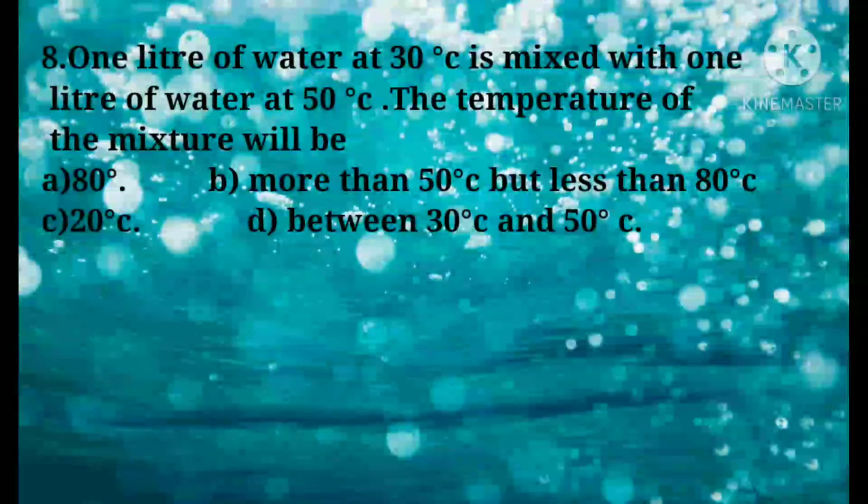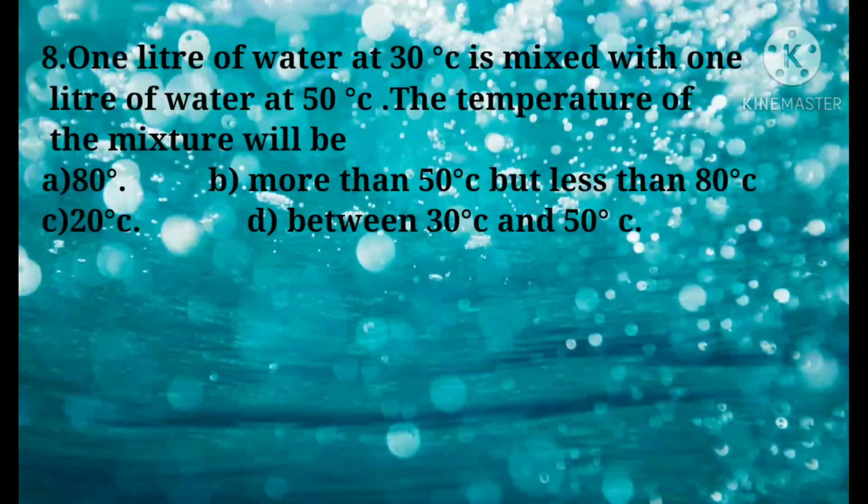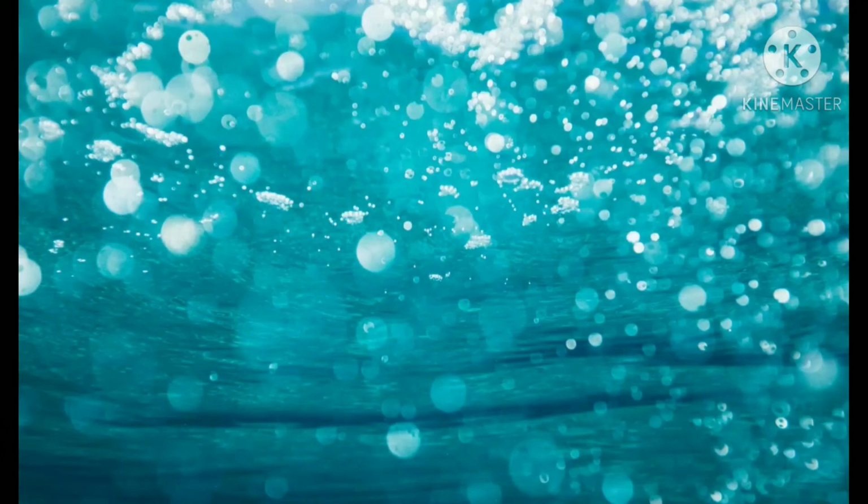8. 1 liter of water at 30 degrees centigrade is mixed with 1 liter of water at 50 degrees centigrade. The temperature of the mixture will be A. 80 degrees centigrade, B. More than 50 degrees centigrade but less than 80 degrees centigrade, C. 20 degrees centigrade, D. Between 30 degrees centigrade and 50 degrees centigrade. Answer. D. Between 30 degrees centigrade and 50 degrees centigrade.